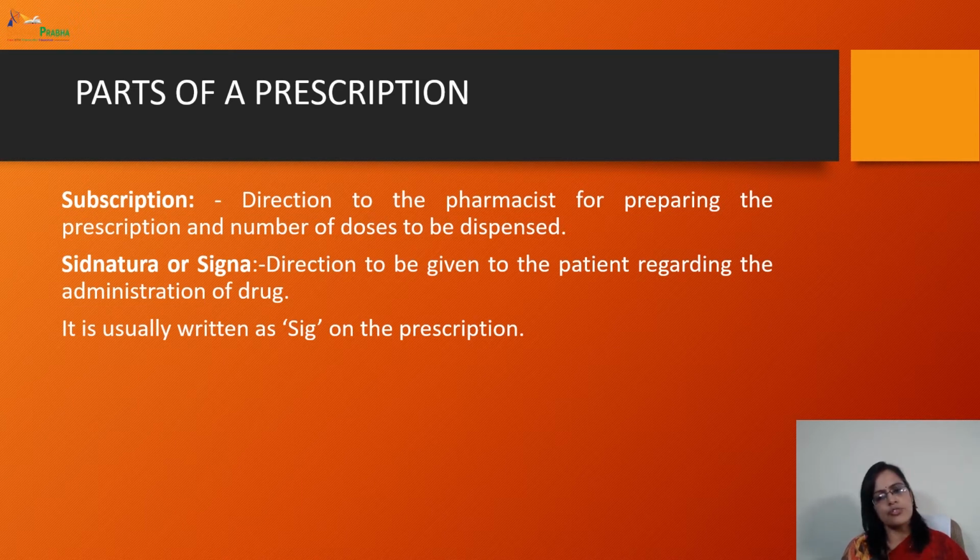This consists of directions to be given to the patient regarding the administration of the drug, that is, how the patient is going to take that medicine. It is usually written as SIG in short form in the prescription. So it means the direction to the pharmacist for preparing the prescription and the number of doses to be dispensed. So this is about subscription.